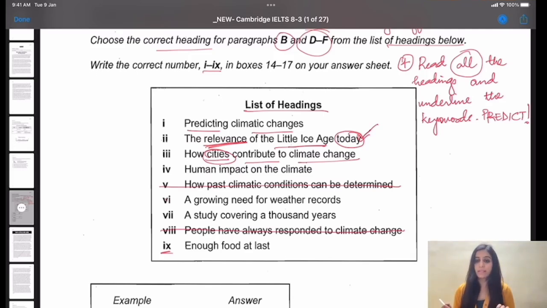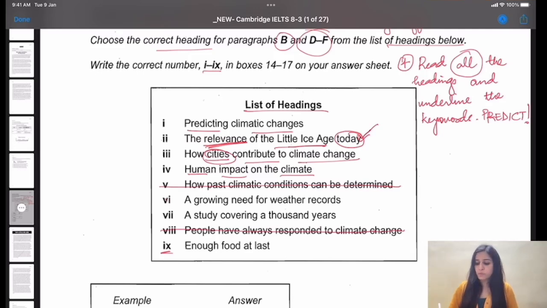The fourth one says human impact on the climate. So how have humans impacted the climate? What have we done as human beings that has led to the change in climate? So this paragraph will probably give you examples of some activities, some actions done by us human beings which have changed the climate of the world.